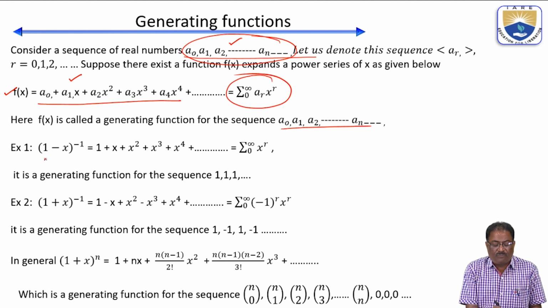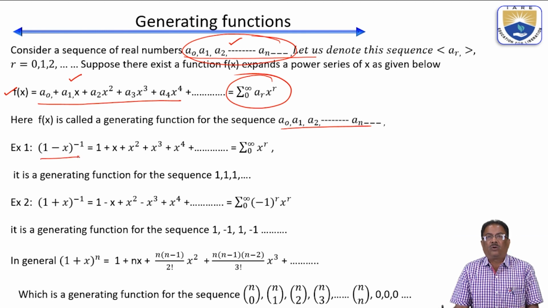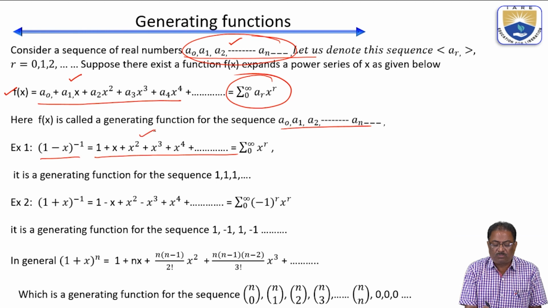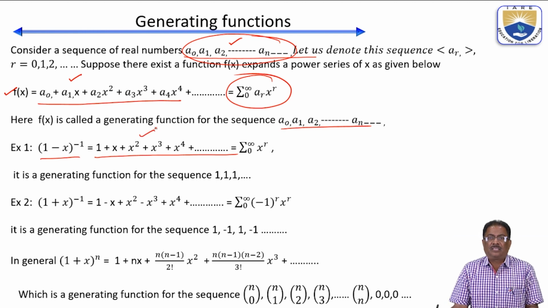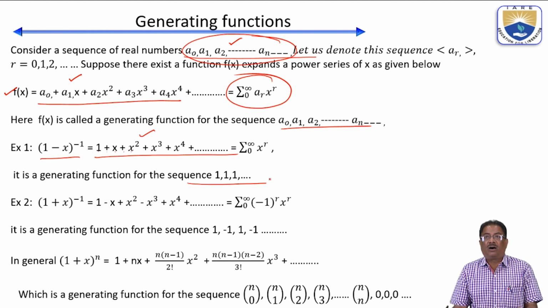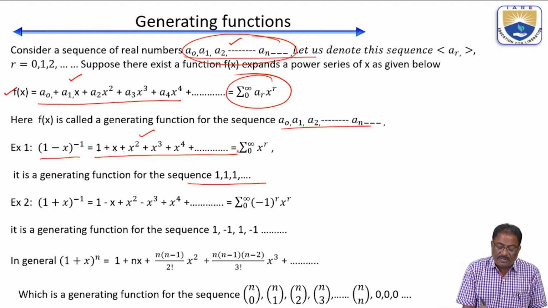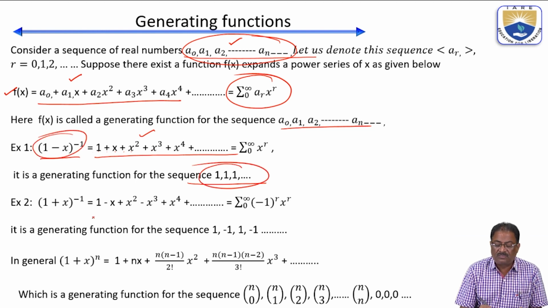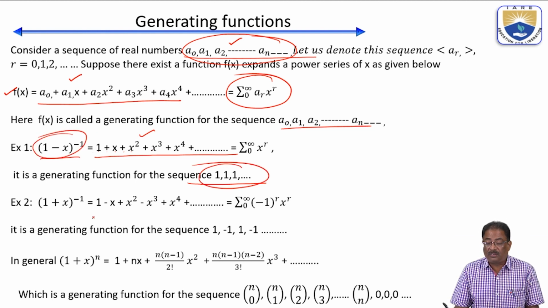Now let us say 1 minus x whole to the power of minus 1. The expansion is this, and this is nothing but a generating function for the sequence where the A0 coefficient is 1, the A1 coefficient is 1, the A2 coefficient is 1, the A3 coefficient is 1 and so on. So this is the generating function for the sequence 1, 1, 1 and so on.